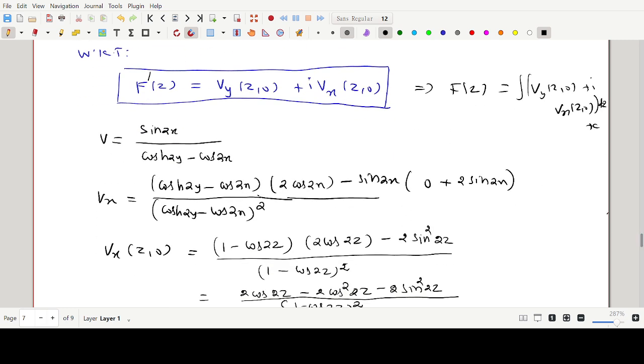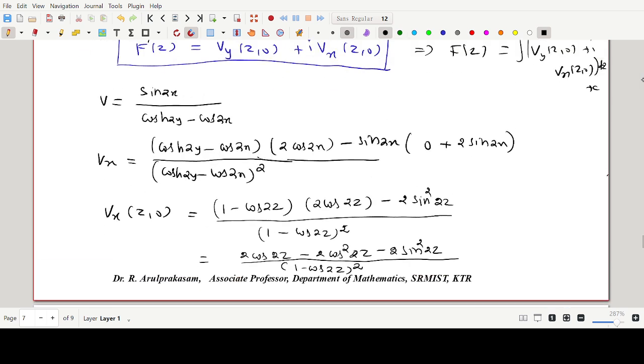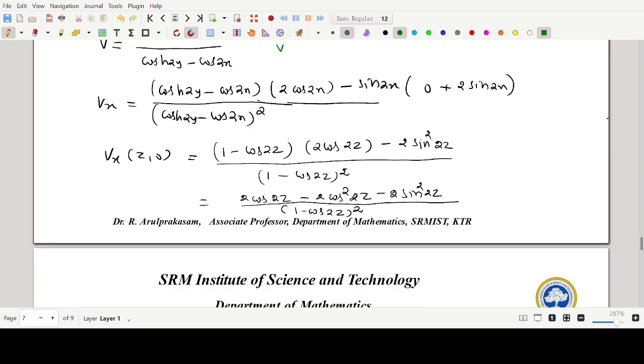The capital V function is given. First find the first derivative with respect to x. It is in u by v form. By the formula, v square, v into u dash: sin 2x differentiation value is cos 2x into 2, minus, by the formula, u into v dash: cos h2x differentiation is sin h2y. Differentiating with respect to x, the constant is 0, and cos 2x differentiation value is minus sin 2x into 2. Then I can substitute x, y.